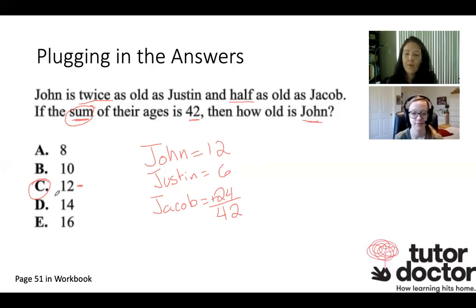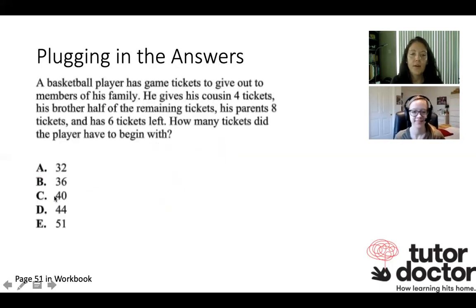Okay, now we're going to look at an example and I'm going to ask for some help. So here's another example. The same kind of scenario applies. It says a basketball player has game tickets to give out to members of his family. He gives his cousin 4 tickets, his brother half of the remaining tickets, and his parents 8 tickets, and has 6 tickets left. How many tickets did the player have to begin with? Same situation, right? I could write an equation for this, or I notice I have numbers in the answer choices.